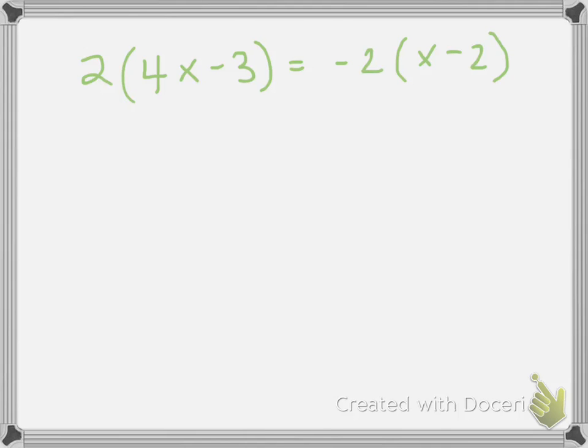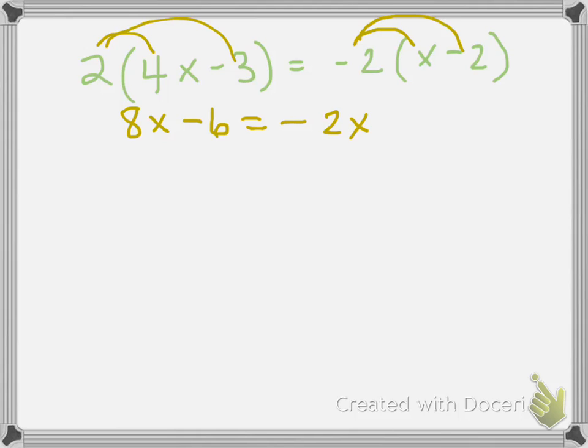Let's do one more. Ooh, I've got distribution on both sides. Whenever you see distribution, deal with that first. 2 times 4x is 8x. Positive 2 times negative 3 is negative 6. Negative 2 times x is negative 2x. Negative 2 times negative 2 is positive 4.